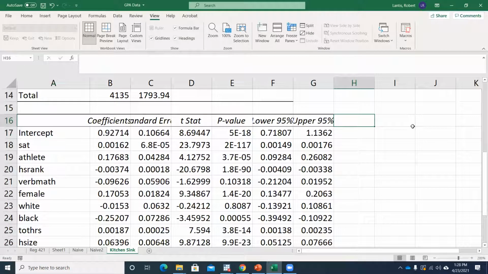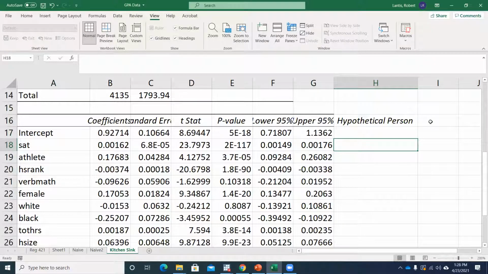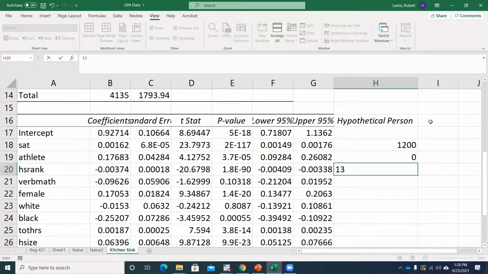So I'm going to go up here and I'll show you an easy way to do this. Here's the hypothetical person. So what are they going to have? Well, maybe they got a 1200 SAT score. They're 13th ranked in their, oh, that's the student athlete variable, sorry. They're not a student athlete, ranked 13th in their high school. This verbal math score, if I remember right, ranges from like 0 to 2 or something. So we'll just do 0.9.